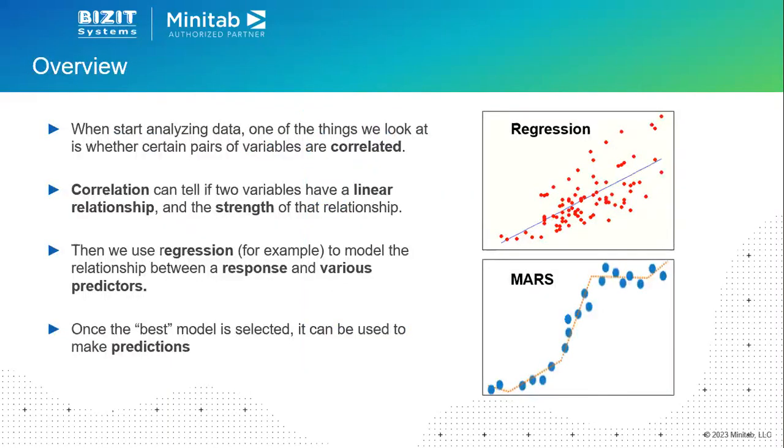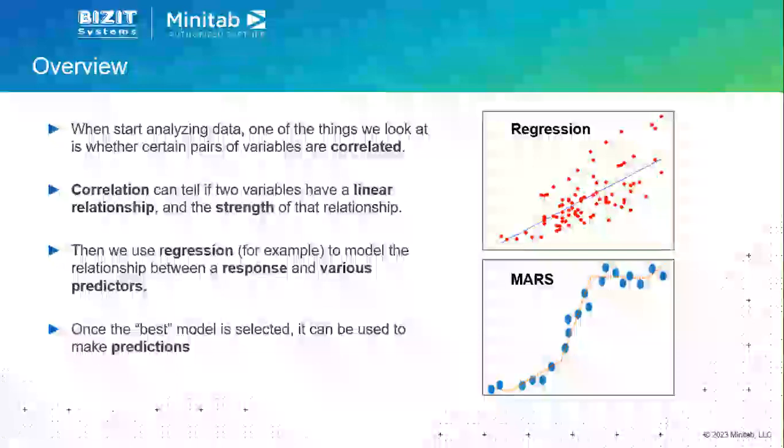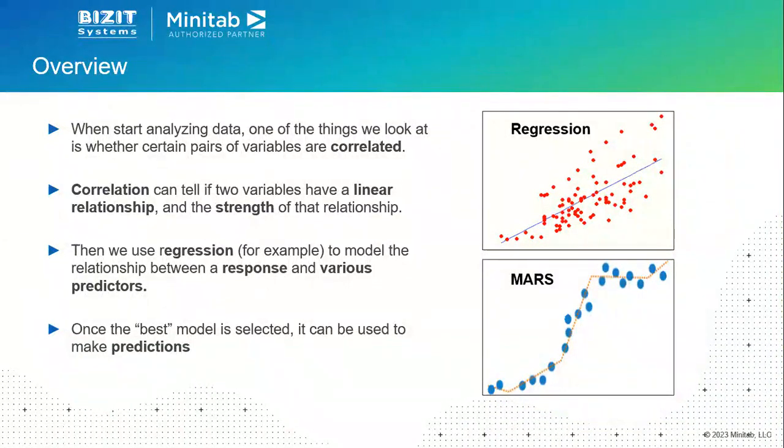Okay, so when we start to analyze the data, one of the things we look at is whether a certain pair of the variables are correlated. Correlation can tell if two variables have a linear relationship and the strength of the relationship. Then we use the regression line to model the relationship between the response and various predictors. Once we decide which is best, the regression or the model, maybe we select one of these, and then we make the prediction.